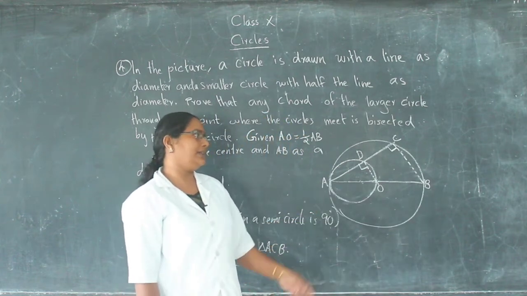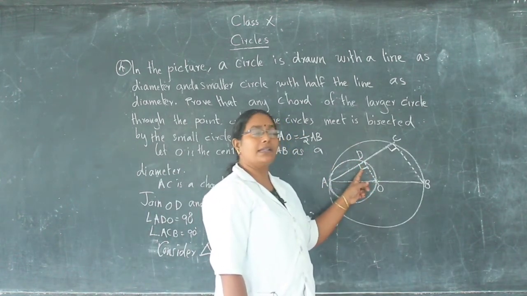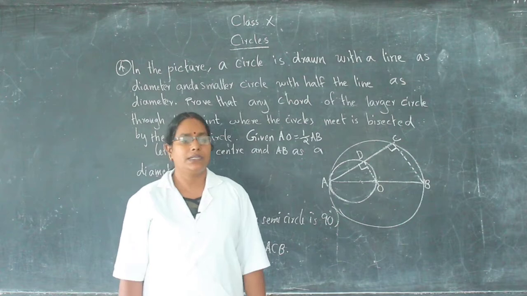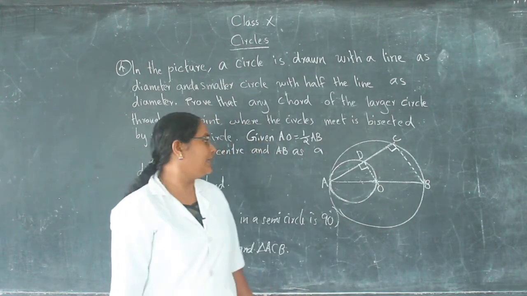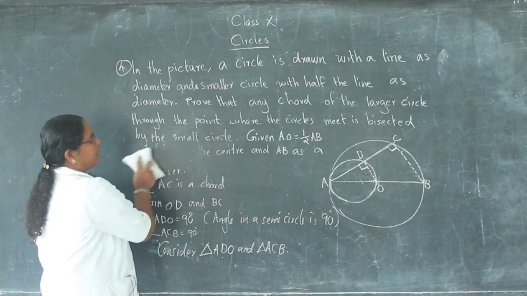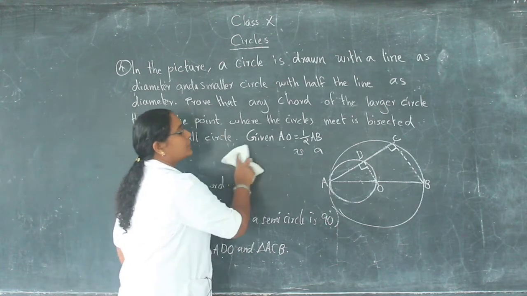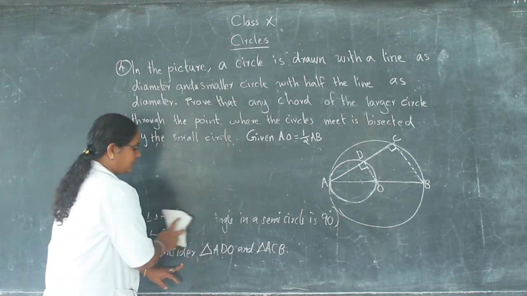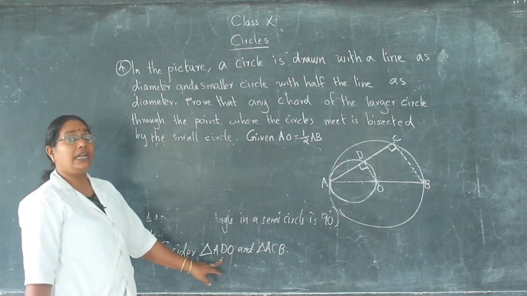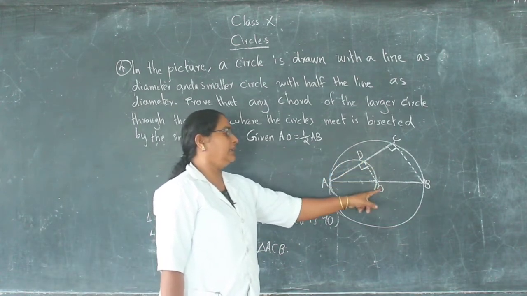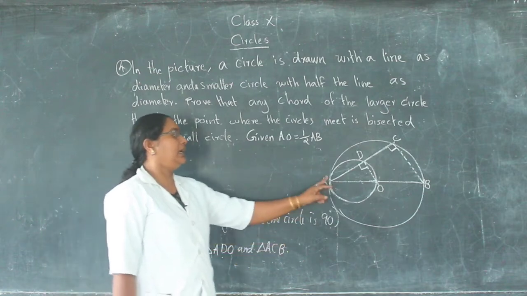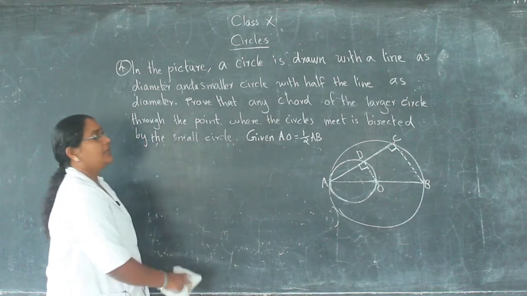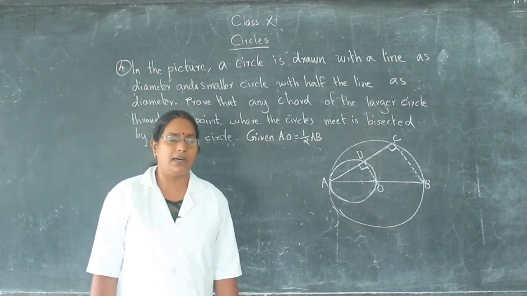Two angles are 90 degrees. Reason: this is also a semicircle, and the angle in a semicircle is 90. In the large circle, the semicircle angle is also 90 degrees. From these two figures, there are two triangles. What are the two triangles? Consider the two triangles: one is ADO and the other is ACB.